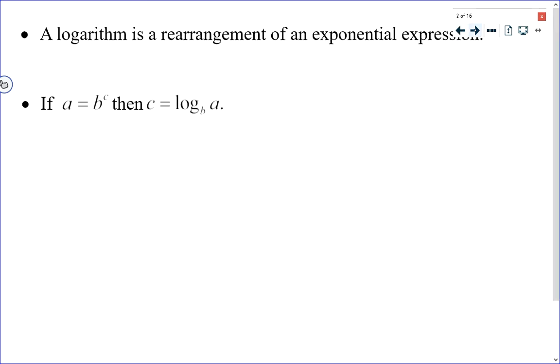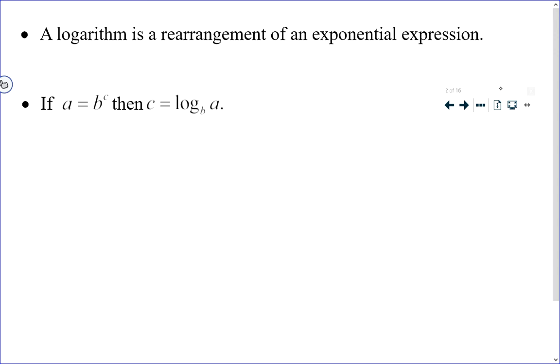Now, if we had more time, and we don't, I could go into more detail about where logarithms come from, but I'm cutting to the chase here and giving you what I think are the basic facts of logarithms that you need to know. And that's that a logarithm is a rearrangement of an exponential equation.